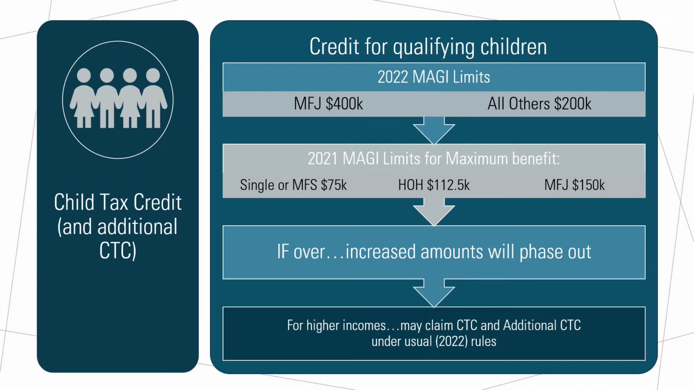You might note, though, that in 2021, the MAGI limits were lower to receive the additional tax benefits of that year. If taxpayers were over those thresholds, then they would revert back to the usual rules, which are the rules for 2022. In brief, that reduces the credit by $50 for every $1,000 in income over that threshold.